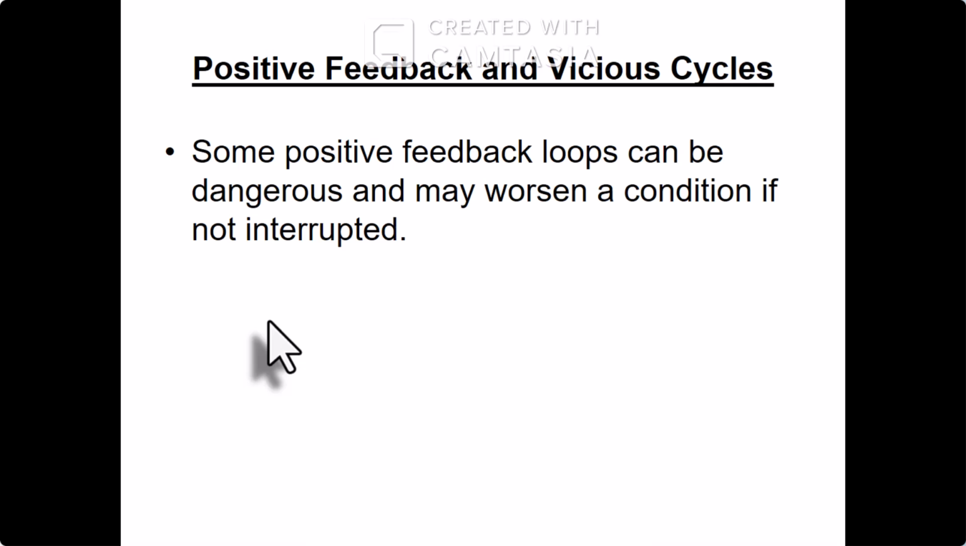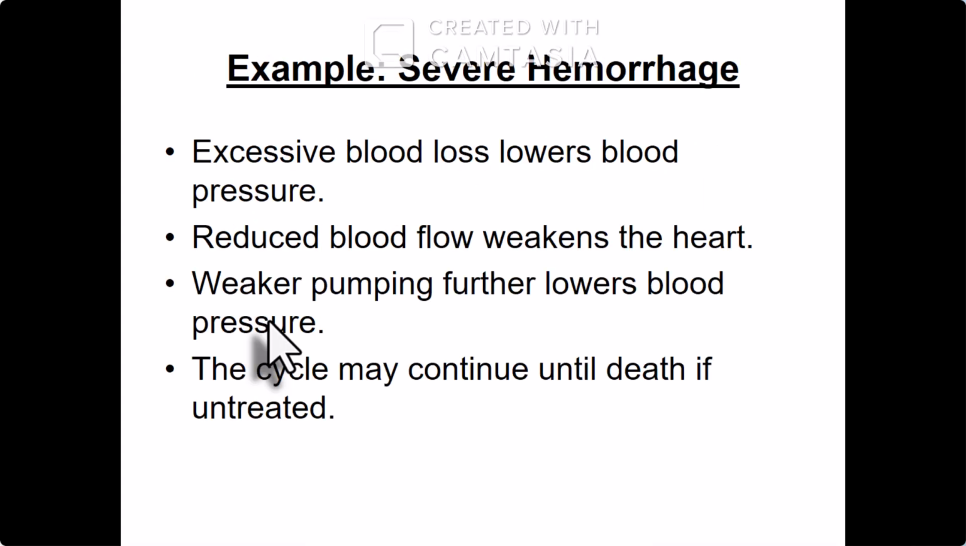Positive feedback and vicious cycle. Some positive feedback loops can be dangerous as well. Instead of helping the body, they may worsen a condition. This creates a vicious cycle where one problem leads to another, causing the situation to become progressively worse, and medical intervention is often required to stop the cycle here. An example is severe hemorrhage.